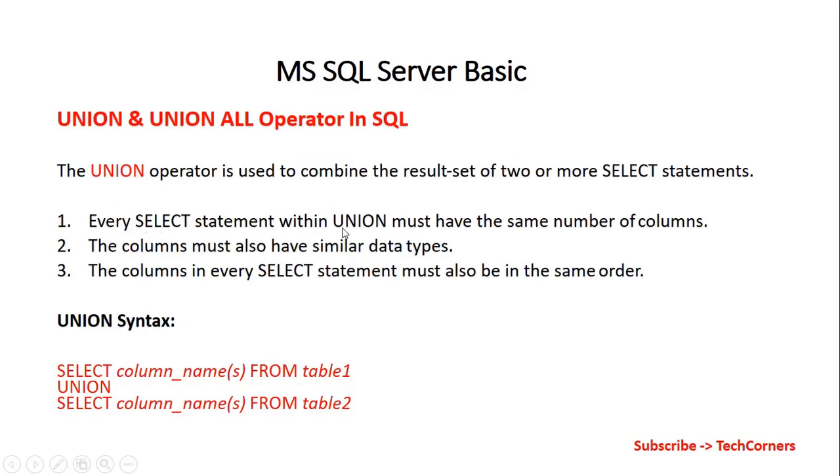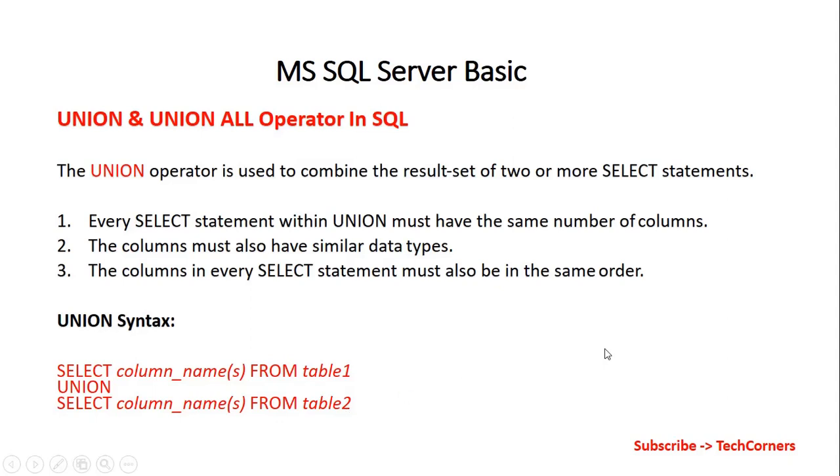Every select statement in a union must have the same number of columns. The columns must also have similar data types, and the last one is that the columns in every select statement must also be in the same order. Here is the syntax: select column names from table 1, union, select column names from table 2.